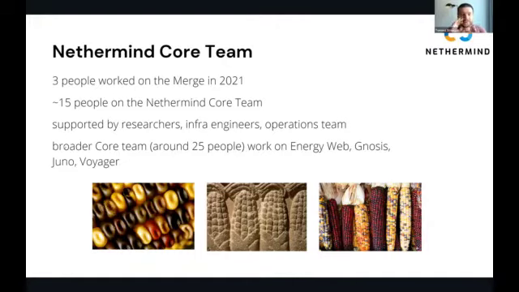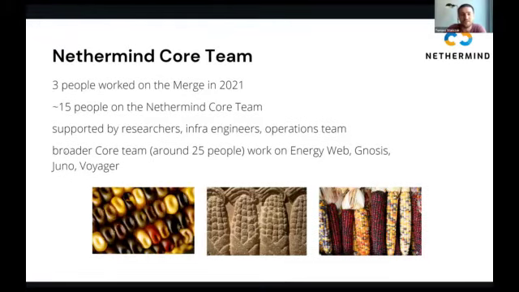So the infrastructure part in the merge is massive. This is a big and important component, and you will see that probably for the full success of the merge on the mainnet, the infrastructure and configurations will be super important. The broader core team at Nethermind is around 25 people, and they also work on projects like Energy Web, Gnosis, Juno, Voyager, so all the things that are related to protocol engineering.